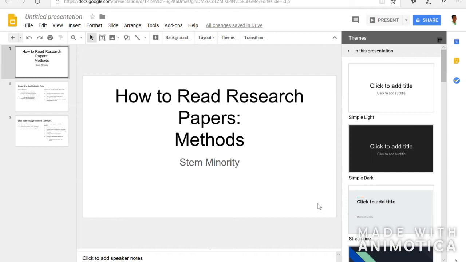So, first, we are going over the methods, but there is a section before the methods that I skipped, and that's the introduction. I will be doing the introduction in a later video, but I don't think it's as important, because all the introduction is really doing is stating the background observations from the author, and how the author came to the hypothesis that he generated. So it's not really hard. I'll probably do that in another video, and it'll be a lot shorter than this one.